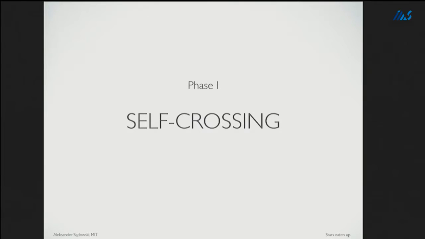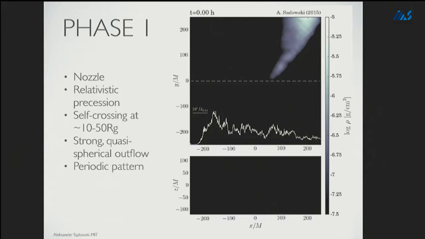Let us now go into the hydrodynamical simulation, and I will discuss two phases of that simulation. I will start with the self-crossing, which is expected because the impact parameter was large, so we expect a lot of relativistic precession. I will show this type of animation a couple of times.